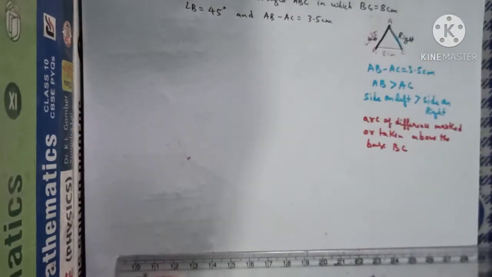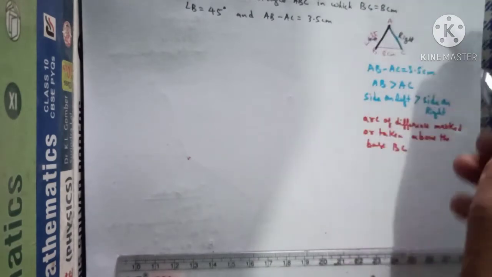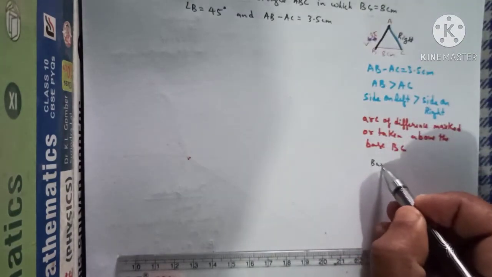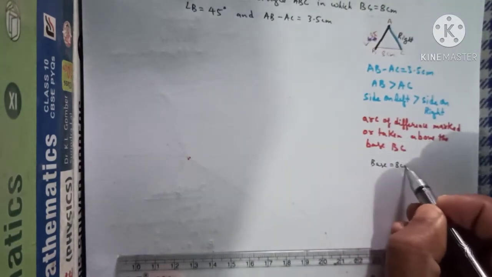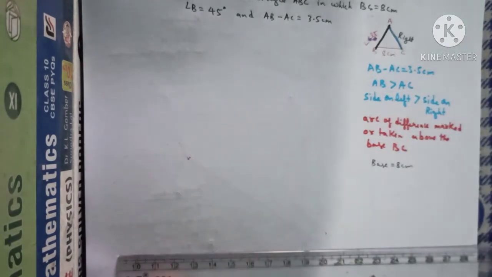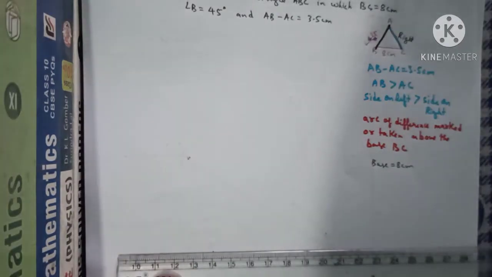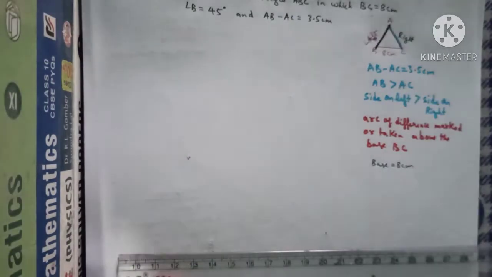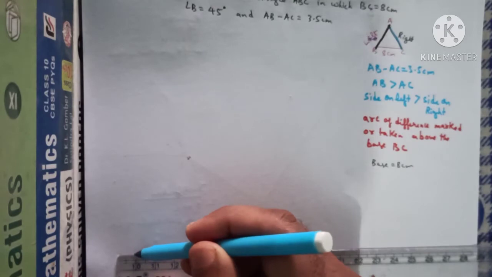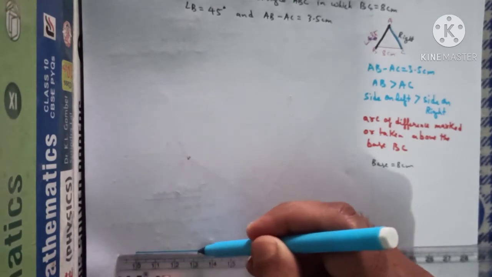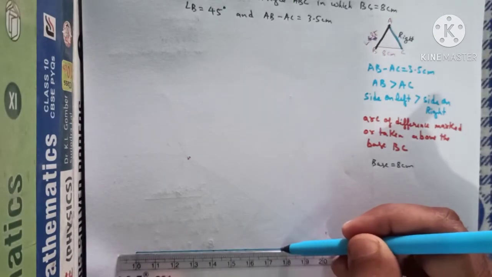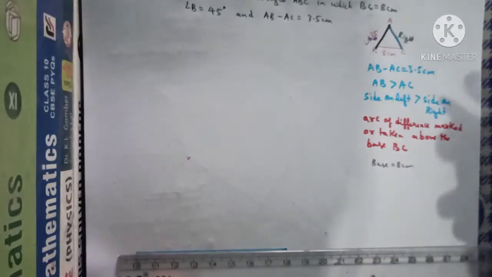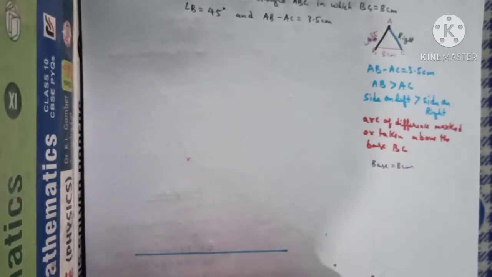So the first step is that we will draw a base. Here the base BC is given, how much? 8 centimeter. So we will draw the base BC, that is 8 centimeter. This is the base BC we have drawn, that is 8 centimeter.